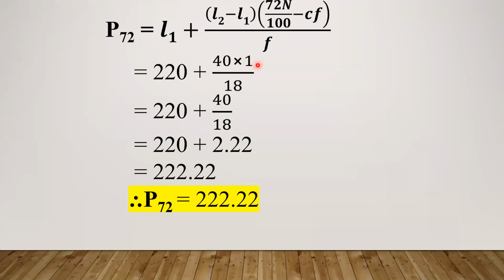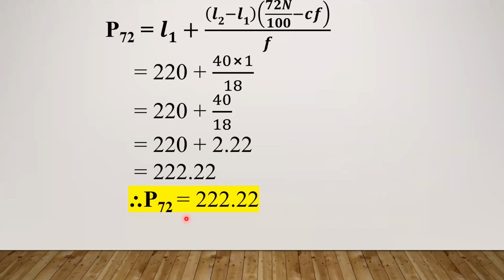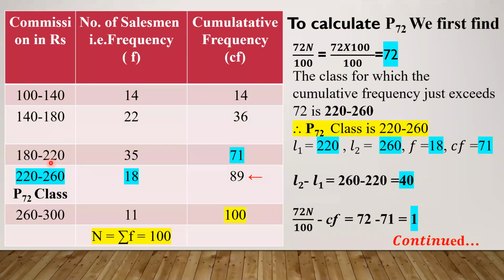Now I have to first simplify this. Don't put this division sign up to here, that will be wrong. So 40 into 1 is 40 upon 18. That gives me 2.22. When I add this to 220, I will get 222.22. Now P72 has come out to be 222.22. Let us see whether this value is in between the P72 class. The P72 class is 220 to 260, and 222.22 lies between this. So my value is correct.